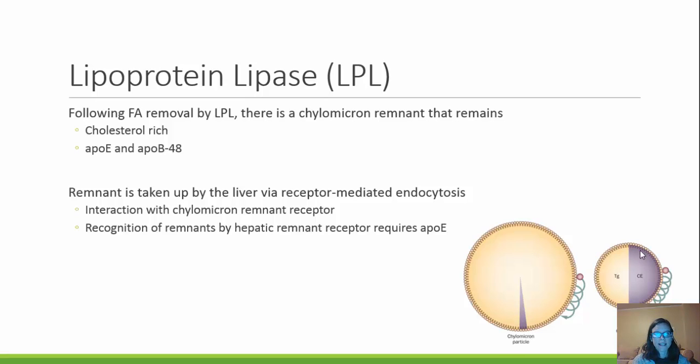This remnant is then taken up by the liver via receptor-mediated endocytosis between the chylomicron remnant and the chylomicron remnant receptor. The recognition of these receptors so that they can be endocytosed is this apolipoprotein E. Sorry, on here it's B48, but it's ApoE that is the recognizing lipoprotein that allows the chylomicron remnant to be endocytosed by the liver.